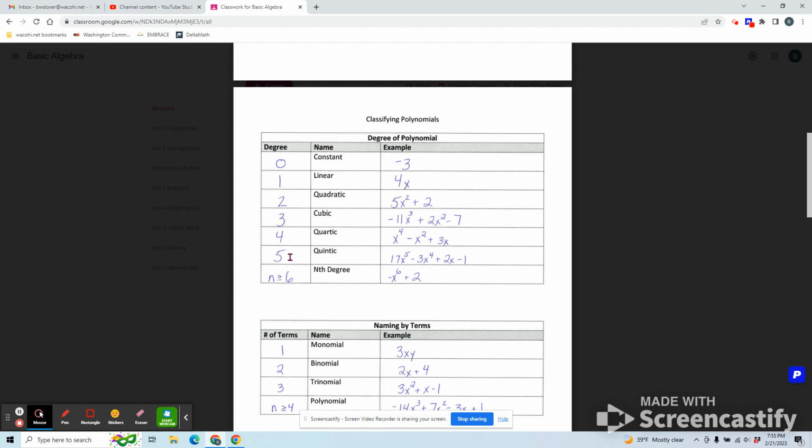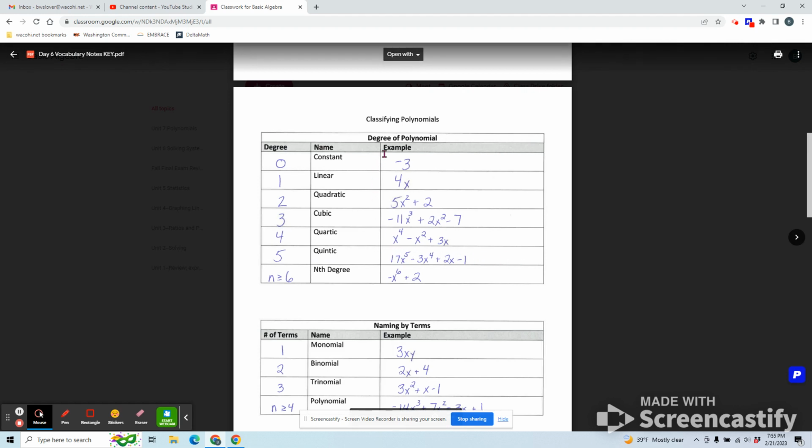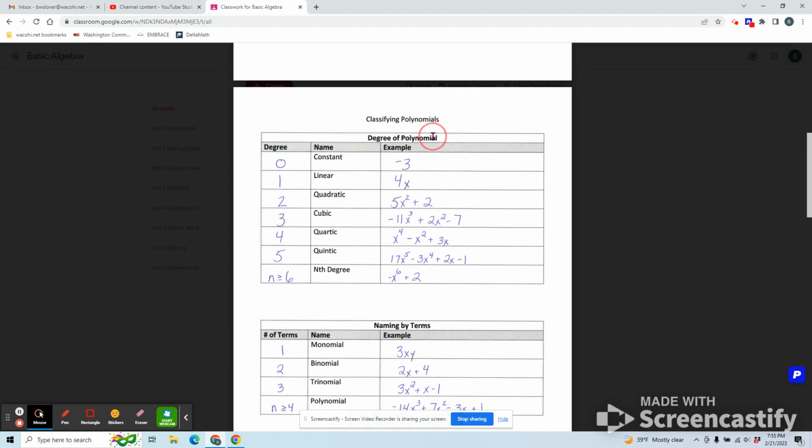Quintic means I have a degree of 5, so here's my degree of 5, and notice I don't have 5 terms, and that's okay. I'm just focusing on the degree of the polynomial on this table. And anything that is 6 or above, we just name it by the number. So this would be a 6th degree polynomial, or a 10th degree polynomial if I had a degree of 10.